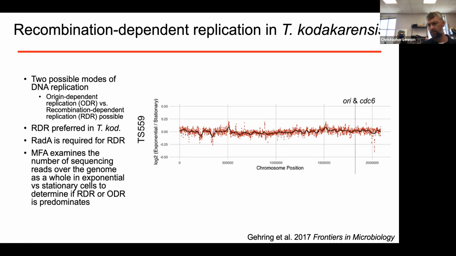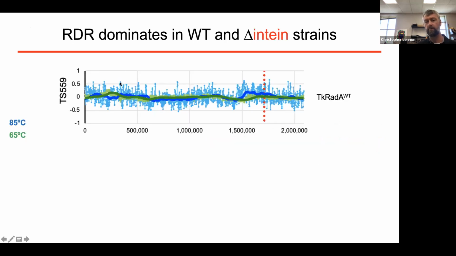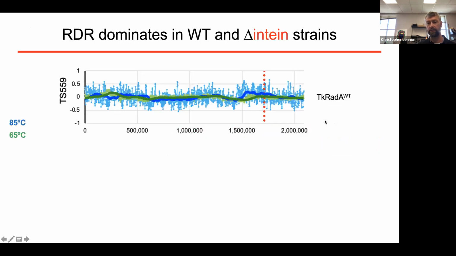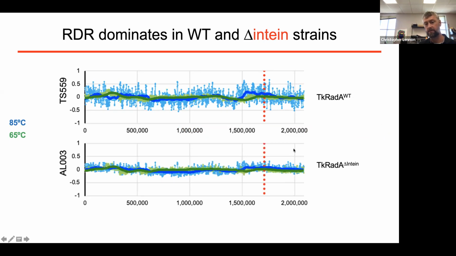Okay, and so here, when we look at the wild type situation, it looks like the previously published data, right? We get a flat line here, both at 65 degrees C and 85 degrees C. So we see that this RDR is the mechanism by which it's copying its DNA. If we look at our Delta Intein strain, we also see that this RDR is the mode of DNA replication. And this makes sense. There's plenty of functional, mature Rad-A in the cell.